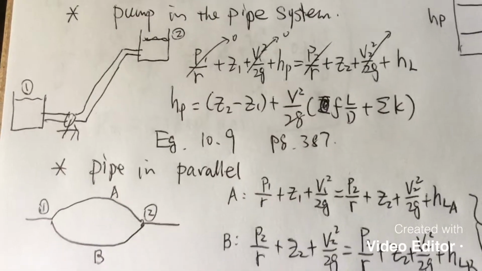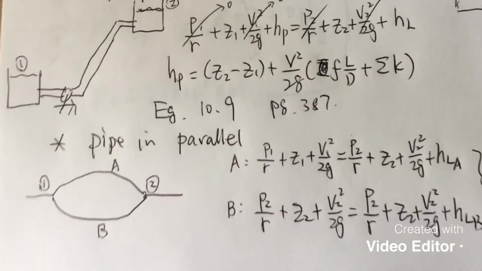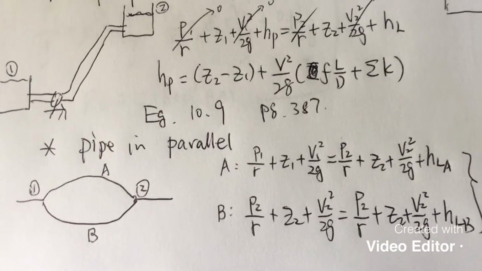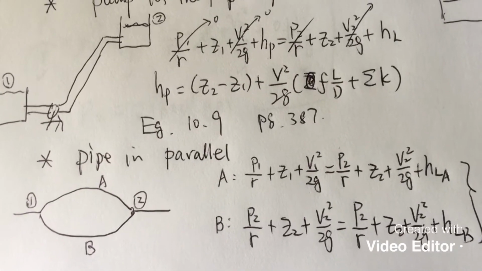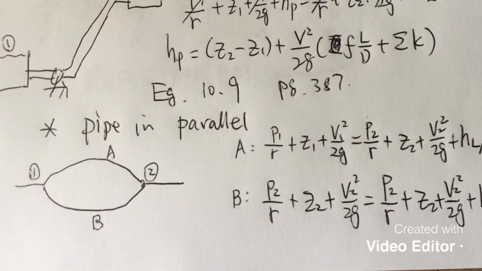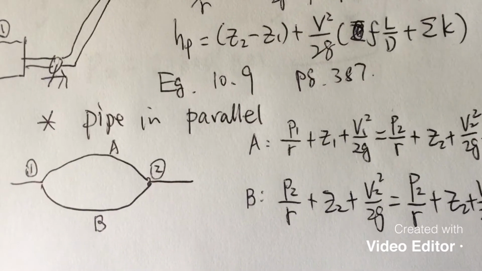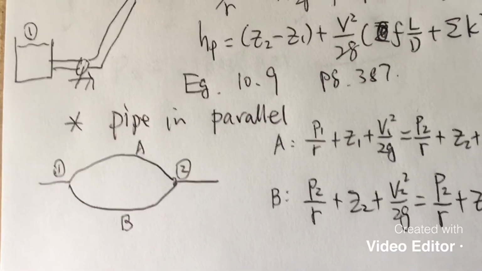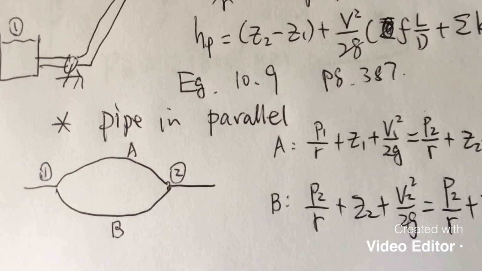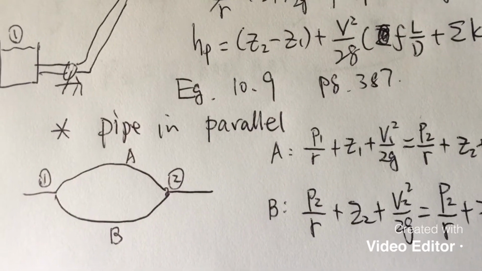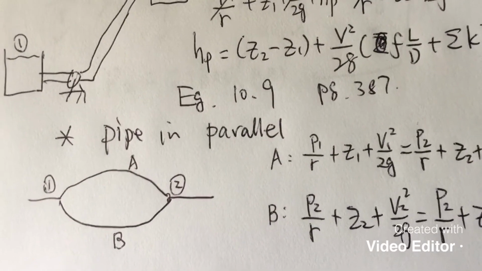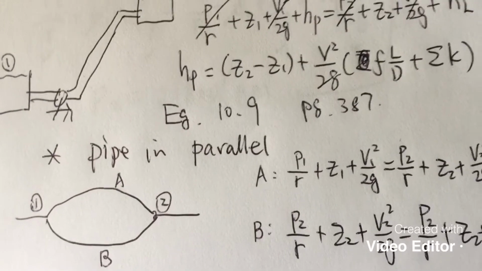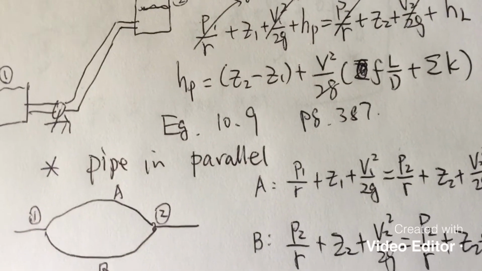Okay. The last topic I want to mention here is pipe in parallel. Well, often you will see a parallel piping system like this. Okay, this is a piping inlet pipe. You bifurcated into two branches, A and B, right? Then go back to the outlet, right?